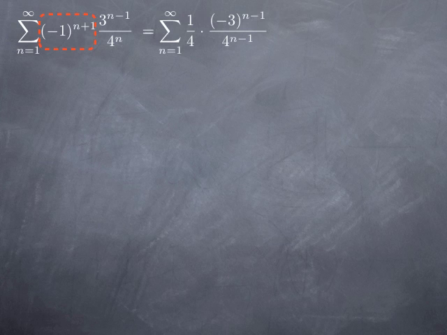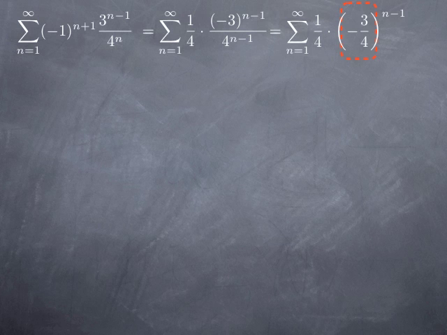Then the 4^n at the bottom, if I want the same power, I'm going to write it as 4 times 4^(n-1). And this way I can rewrite my series as the sum from 1 to infinity of 1/4 multiplied by (-3)^(n-1) divided by 4^(n-1). And then I can write this fraction as a power of a single number, namely (-3/4)^(n-1). So now I have a geometric series in standard form and with common ratio -3/4.